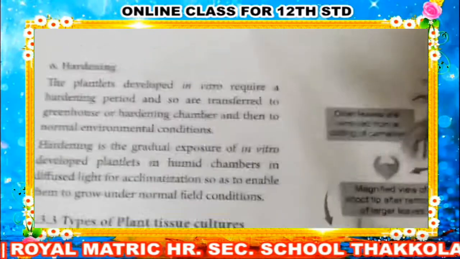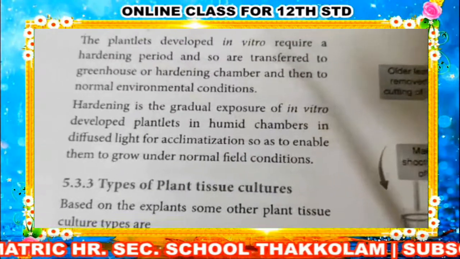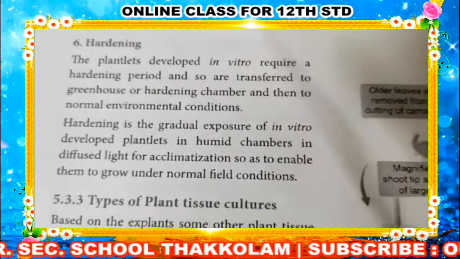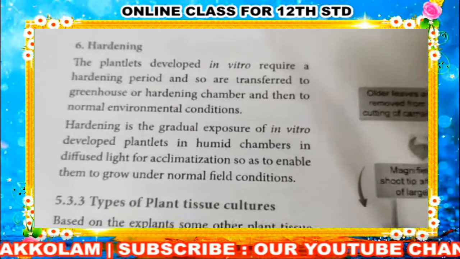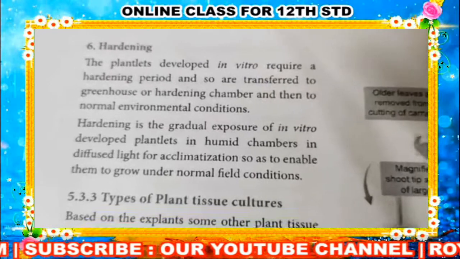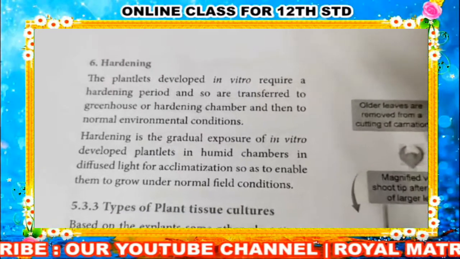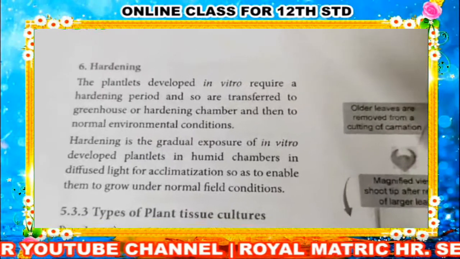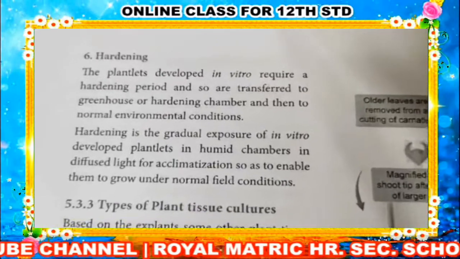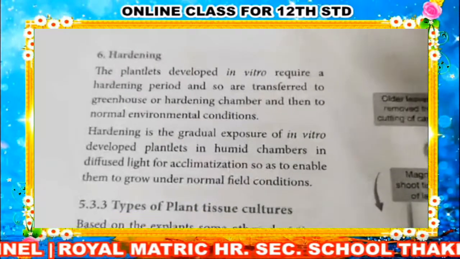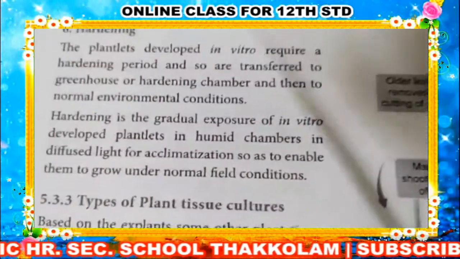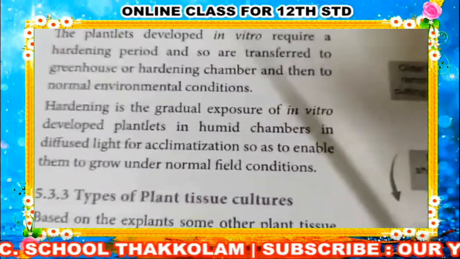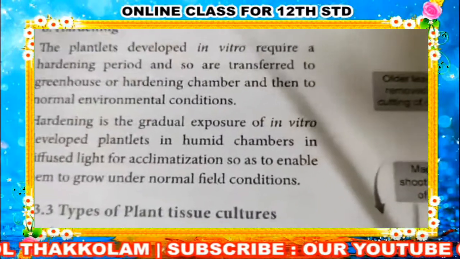Next is hardening. What does hardening mean? It is the gradual exposure. We are showing the in vitro developed plants in humid chambers in diffuse light for assimilation, so as to enable them to grow under normal field conditions. Now the plant is growing inside the test tube. We all know it is in vitro. In vitro means it is growing inside the test tube. Now we have to take it out and it has to be grown as a normal plant in the outside environment.